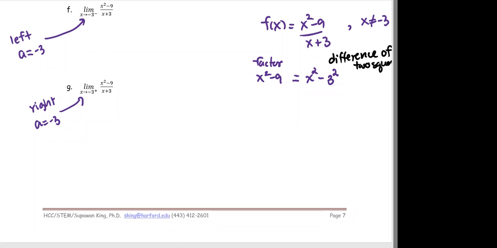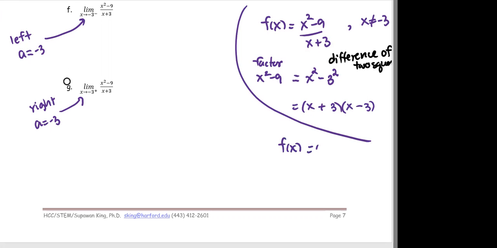And the formula to factor the difference of two squares is you write two factors, one for each term, and one factor has a plus sign, one factor has a minus sign. So this is plus, this is minus, or x minus 3 is x plus 3 times x minus 3. Okay, the prep work is done. So that means our function f of x is x plus 3 times x minus 3 divided by x plus 3. And then reduce the common factor.